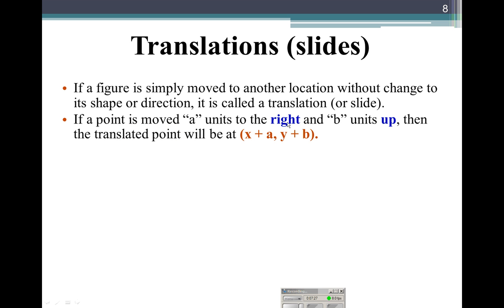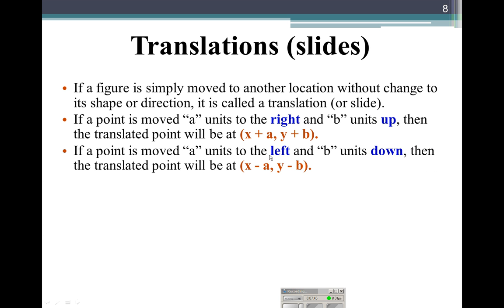If a point is moved a units to the right, then you'll add a to the x value. If it's moved b units up, then you'll add b to the y value. Remember, moving left or right changes the x value. Moving up or down changes the y value.